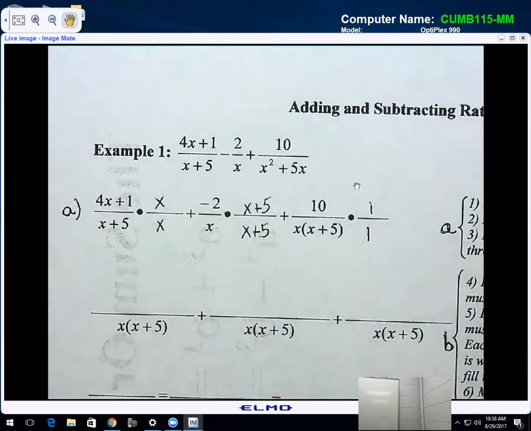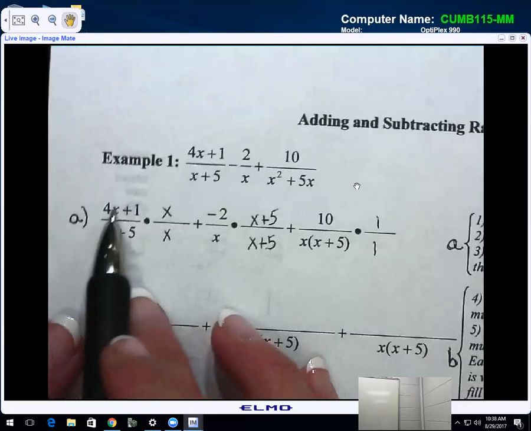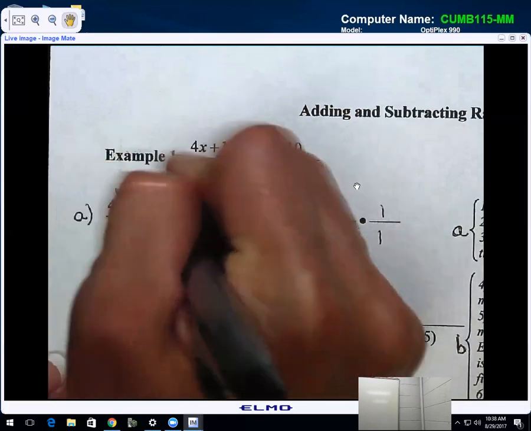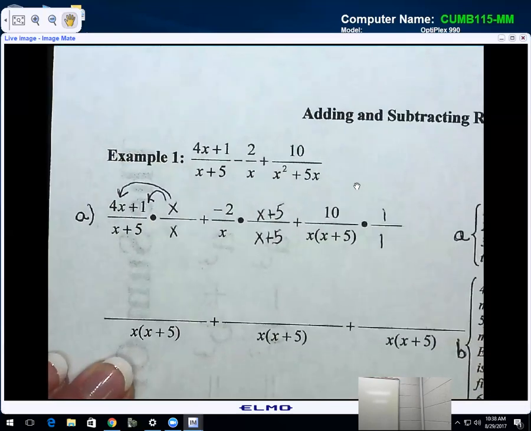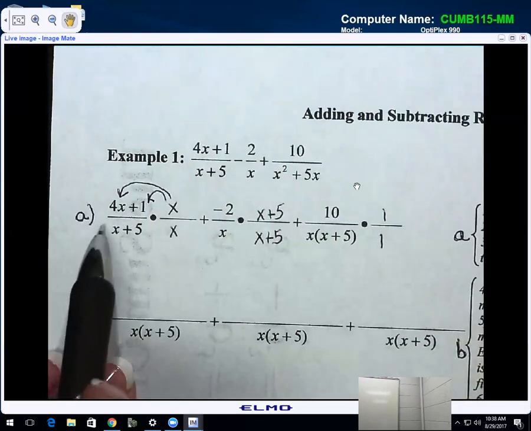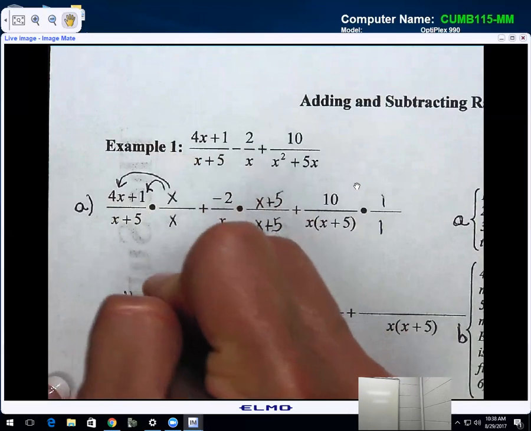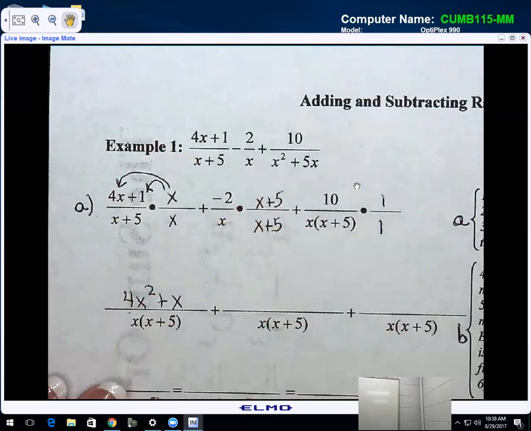Multiply to get your new numerators. And make sure that when you multiply 4x plus 1 times x, you distribute that x completely. Make sure you multiply it by both terms in this numerator. What will this new numerator become? 4x squared plus x. Exactly, 4x squared plus x.